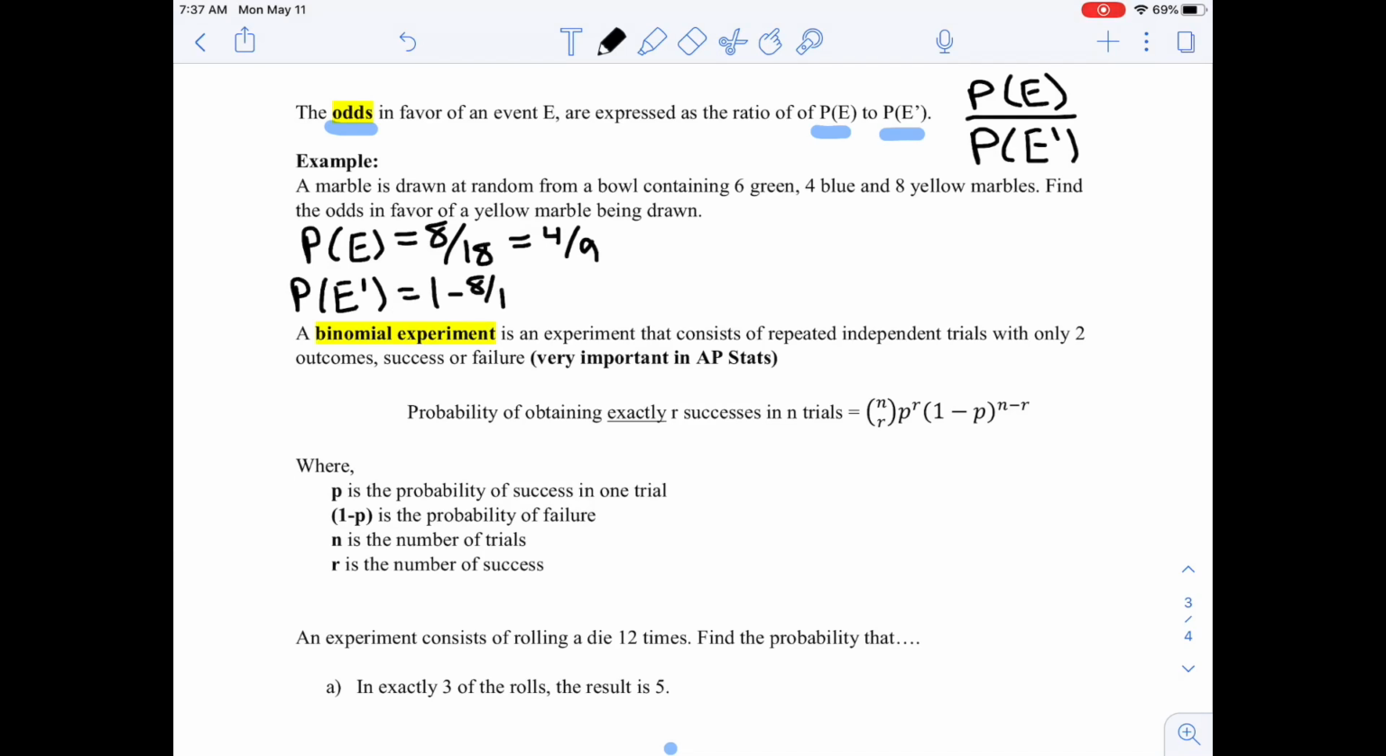Then for not being yellow, you could either do 1 minus 8 over 18, which is 10 over 18, or 5 ninths. Or you could have said, hey, there's 10 that aren't yellow. So we express this as the probability of the event happening, 4 over 9, over not happening, 5 over 9. Well, we multiply by the reciprocal. That is 4 over 5, or you can write it as 4 to 5. And really what you're saying is the odds in favor of yellow being drawn is 4 to 5. 4 yellows to 5 non-yellows.